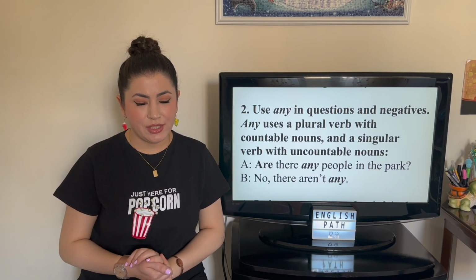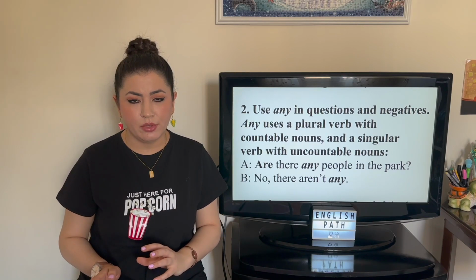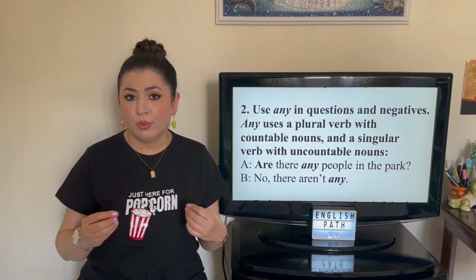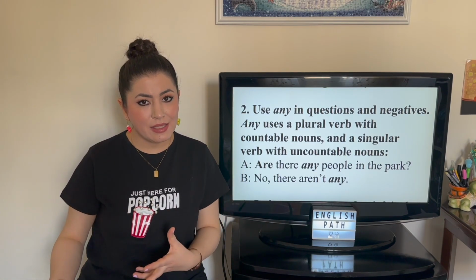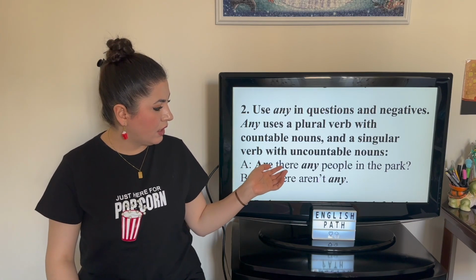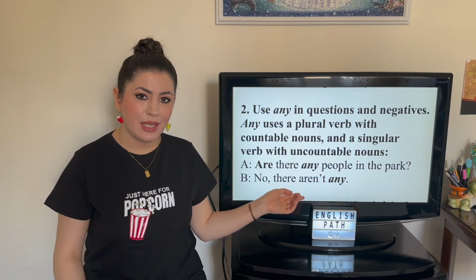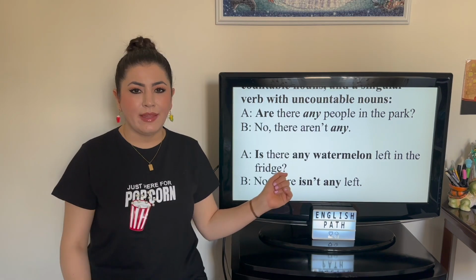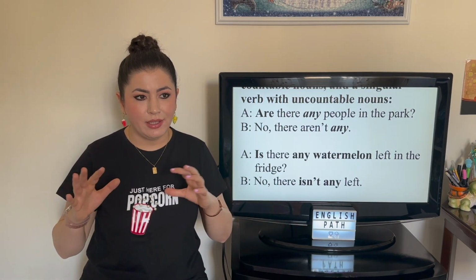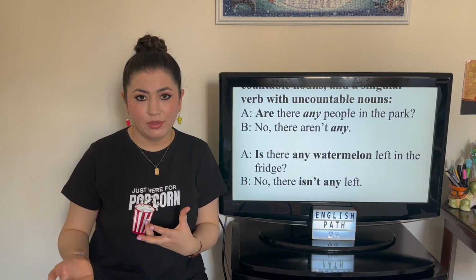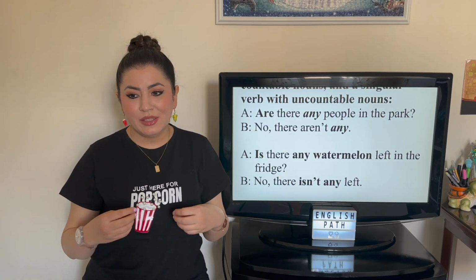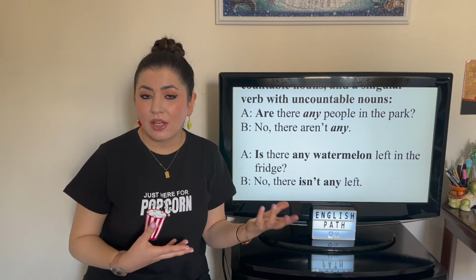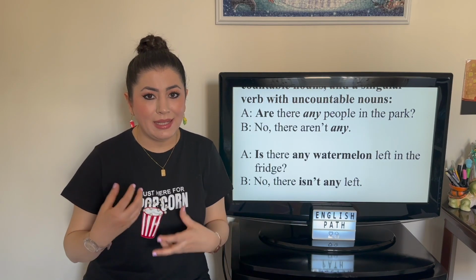Use any in questions and negatives both for countables and uncountables. And the difference is that any uses plural nouns and plural verbs with countables, but singular nouns and singular verbs with uncountables. Like, are there any people in the park? No, there aren't any. Is there any watermelon left in the fridge? No, there isn't any left. Now, when you buy a watermelon, you usually don't eat it completely at one go, unless you really love it. So you cut it and eat pieces of it. So then you can take it as uncountable, like, is any of the watermelon left?